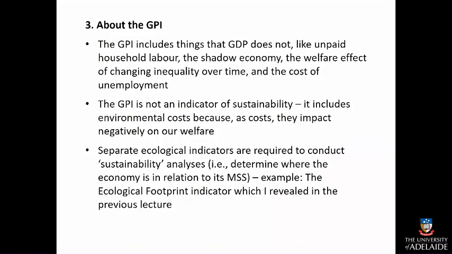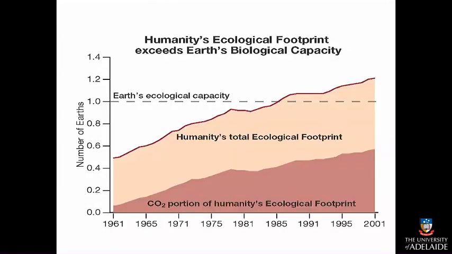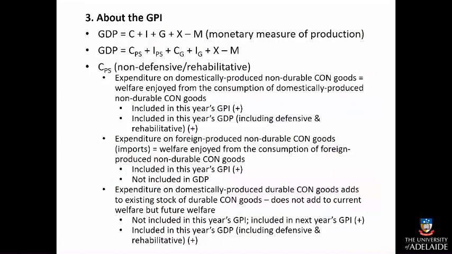And separate ecological indicators are required to determine where the economy is in relation to the maximum sustainable scale. That was SS, which the ecological footprint is probably the best of all the indicators that are currently available. All right, a little bit more about the GPI.